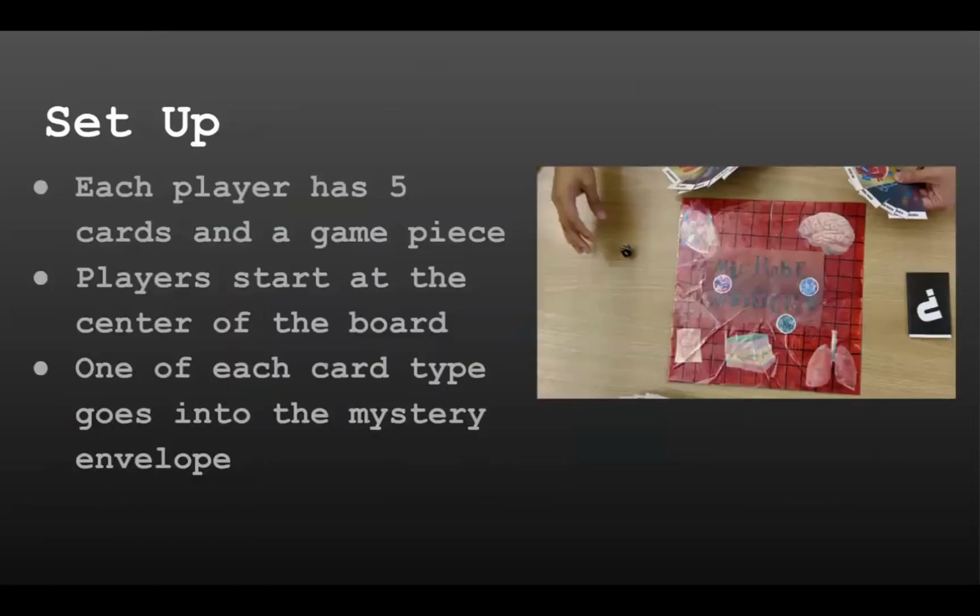So to start, each player will be given 5 cards and a game piece. So for these cards, they can be any 5, just as long as each player has at least one of each type. As Kevin said, players will start at the center of the board, and also one of each card type will be added to the little mystery envelope, which is pictured right there, that black envelope with a question mark.